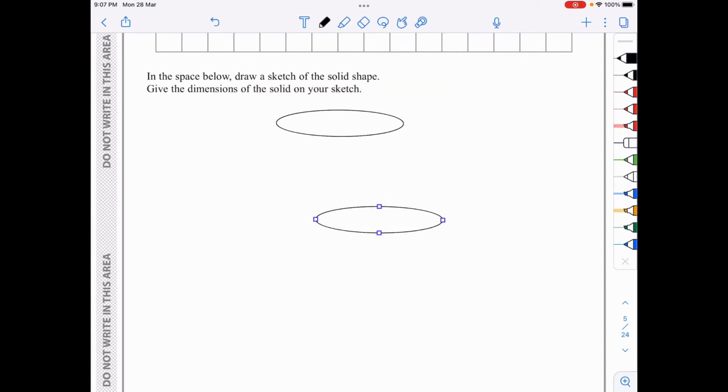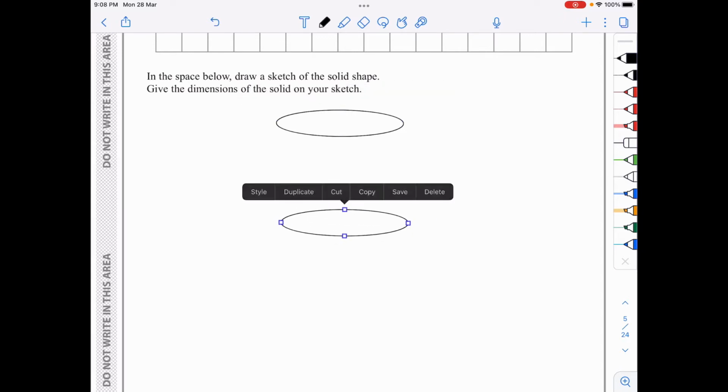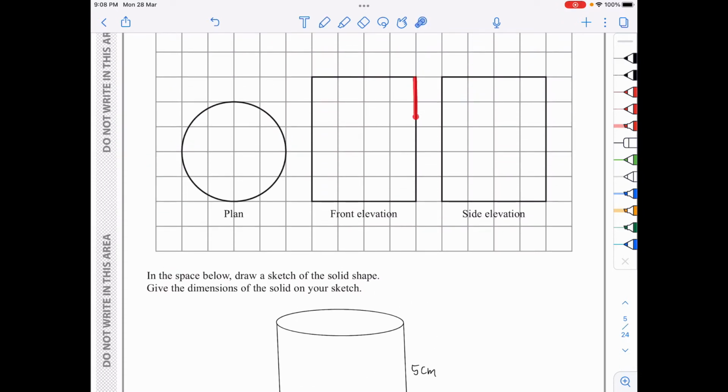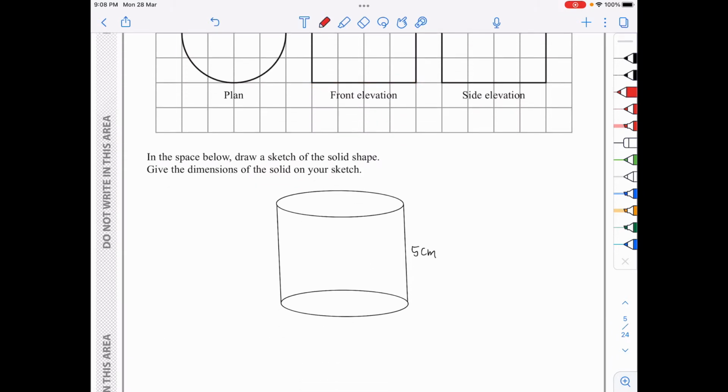So I'm going to quickly draw the cylinder. It looks something like this, and it should have a height of 5 centimeters because this is the height here, 5 centimeters, and the width, which will be the diameter of the cylinder, has to be 4 centimeters. So this distance here is 4 centimeters.